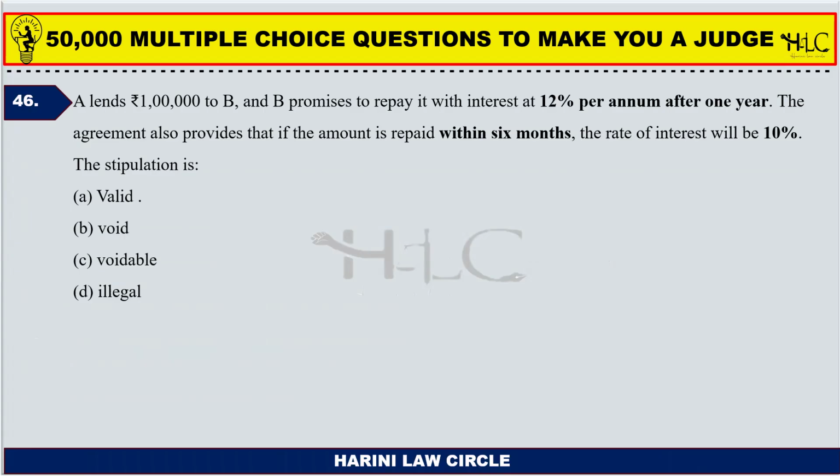Moving ahead. Question number 46. A lends 1 lakh to B and B promises to repay it with interest at 12% per annum after 1 year. The agreement also provides that if the amount is repaid within 6 months, the rate of interest will be 10%. So with the reduction in time of repayment, the rate of interest is reduced by 2%. So such kind of stipulation or condition is valid, void or voidable or illegal.